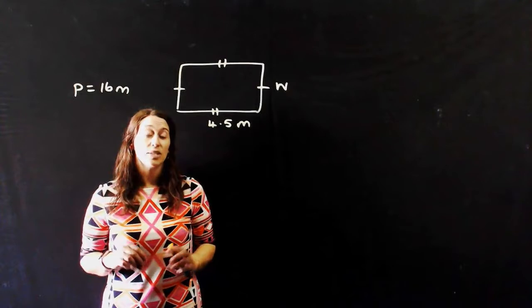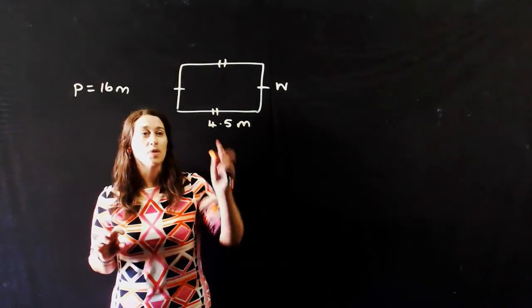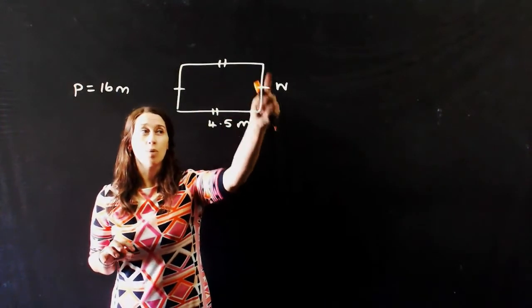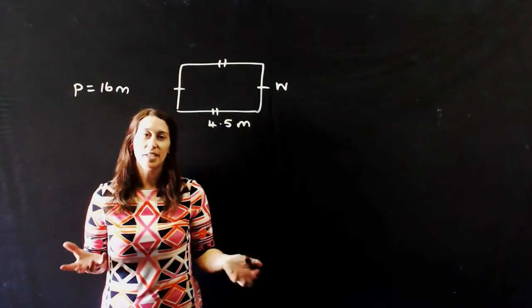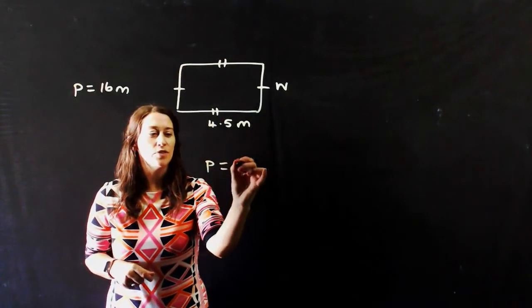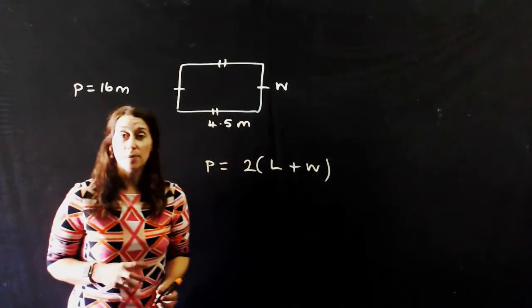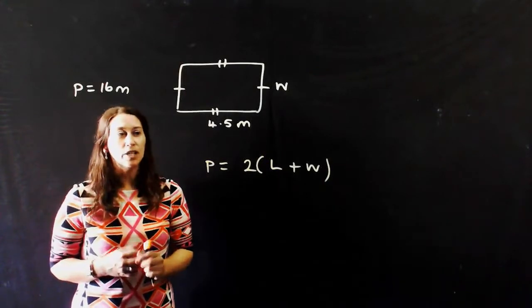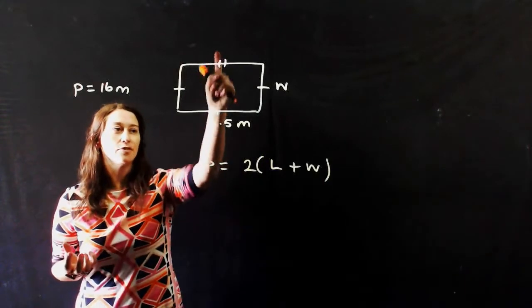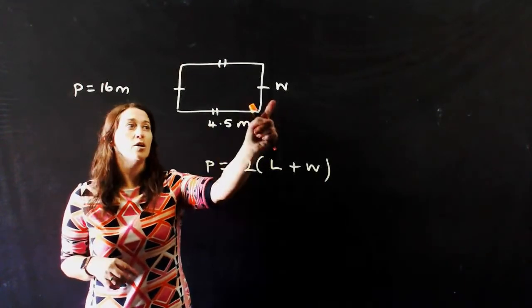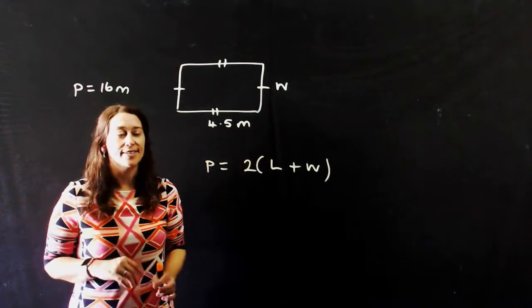So the first thing we need to do is identify that this is a rectangle, which means 2 lots of this plus 2 lots of this will give us the perimeter. You'll probably know this formula, 2 lots of the length plus the width gives us the perimeter. You don't have to use this formula, you can easily just add together these two, 9 plus 2w, which would give you the same answer.